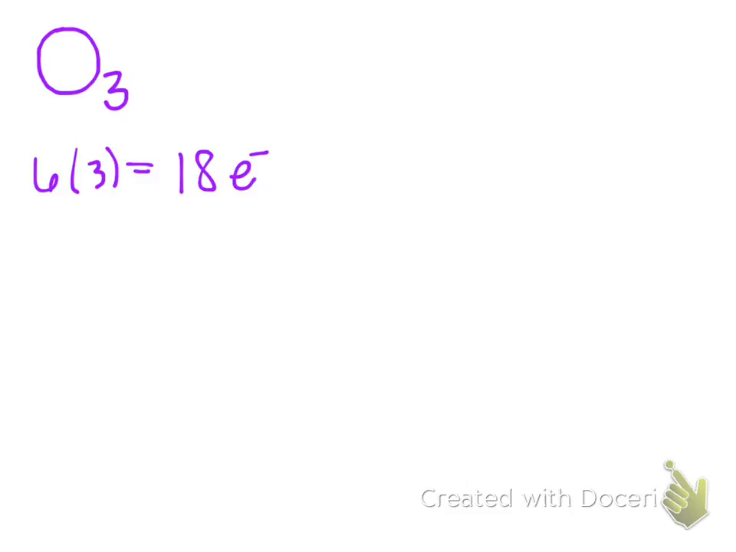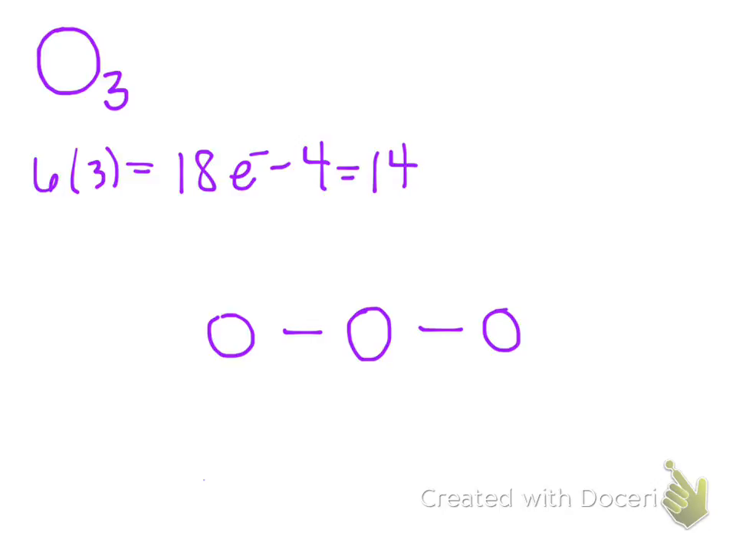Our skeleton should look something like this. We're not making any crazy shapes, nothing like that. We're just bonding those together. So when we bond these oxygens, that means we've used up 4, which leaves us with 14. There's lots of different ways we can get to our next step, but if we start filling on the outside, this is 2, 4, 6, 8, 10, 12. That leaves us with 2 electrons left.